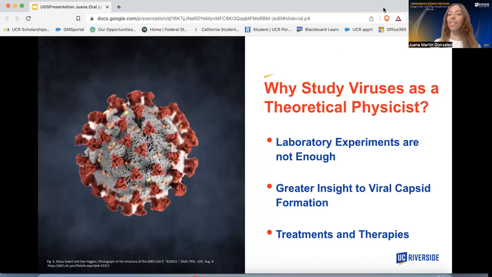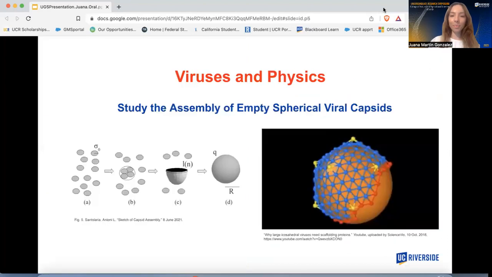So why study viruses as a theoretical physicist? One of the main reasons is because laboratory experiments are simply not enough. When it comes to laboratory experiments, we can only see proteins, free subunits, or fully formed capsids, but nothing in between. So we don't actually know how this virus is fully formed in the process or the intermediate steps. One of the great ways that we can learn about these intermediate steps is using theory in physics to provide greater insight into viral capsid formation and use that for treatment and therapy.